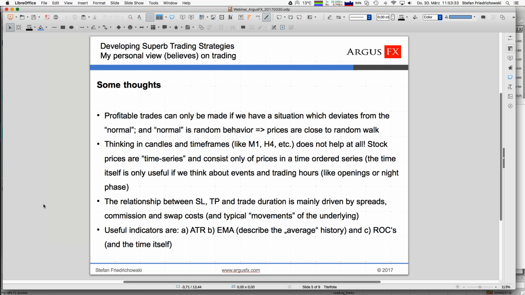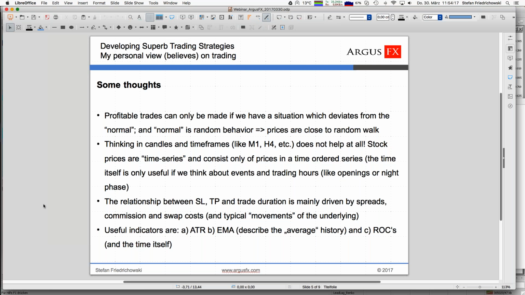Thinking about indicators at all, I don't think there are lots of indicators which are really helpful. From a mathematical point of view, all those indicators are a function of the history up to the current point in time. It's only a view of the history, some function which connects the last 100 candles to a single number. Nevertheless, I mention here three indicators which I think are really useful.